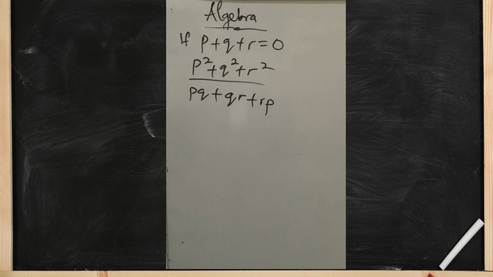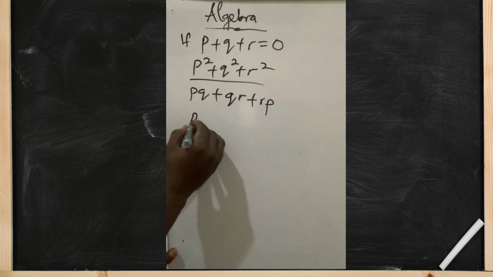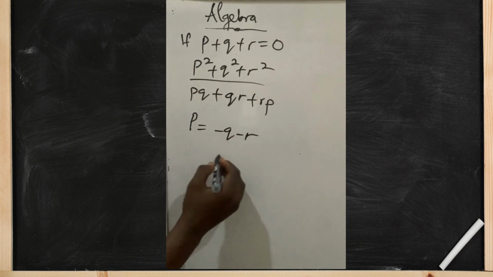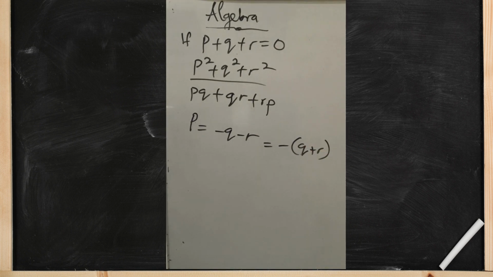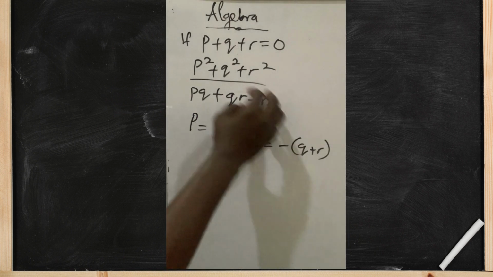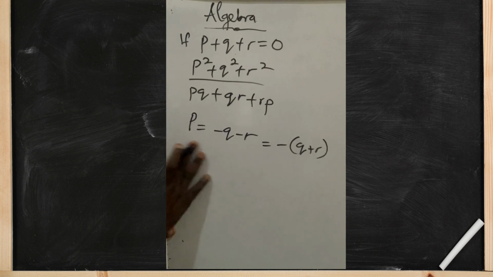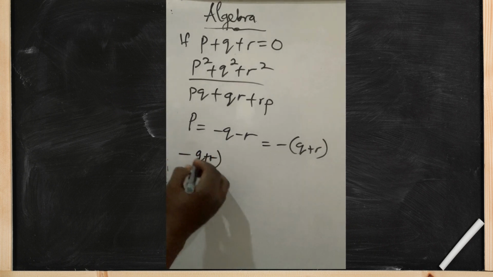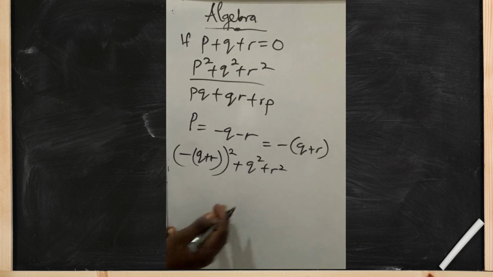So for this question, you can decide to change anything, as I said previously. So for this question, I'll just decide to make a factor out of P instead of R that we've been using the last variable. So P equals minus Q minus R. That is equals minus Q plus R, right? Is that okay? So when we substitute this into the numerator, we're going to be having P square, which we can change immediately to become minus Q plus R square plus Q square plus R square, right?